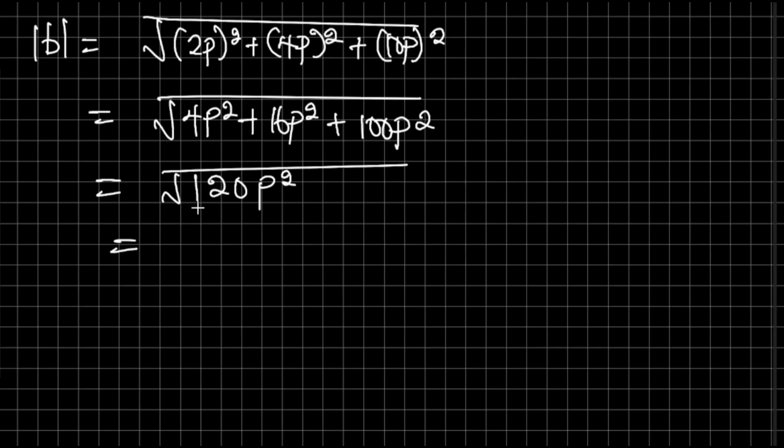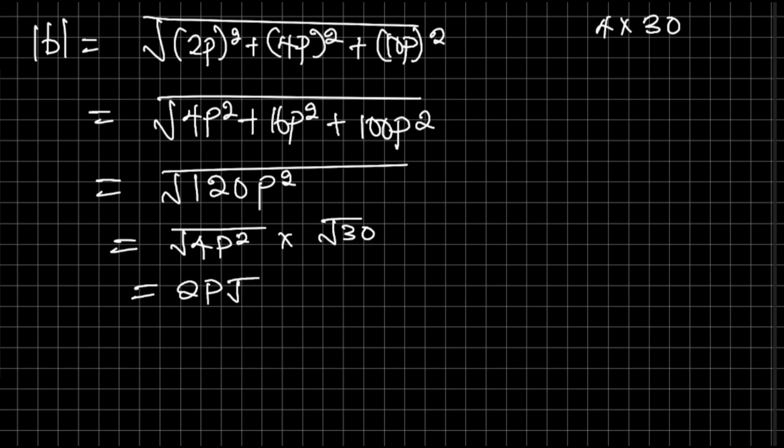Let's simplify this. This is a kind of perfect square, right? What is this at 5? 16 times 5. Yes. So this is 4 times 30. 30 is 6 times 5, which is also 3 times 10, 2 times 3 times 5. So the only square we have here is 4P squared multiplied by the square root of 30. And that is 2P root 30.